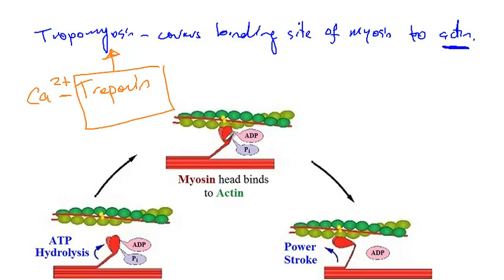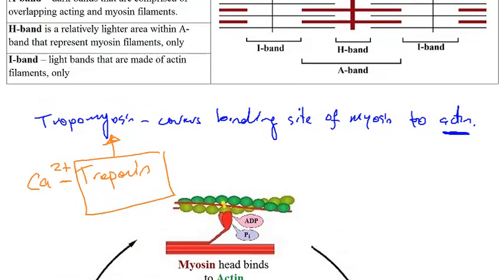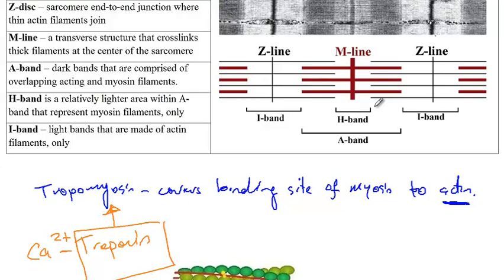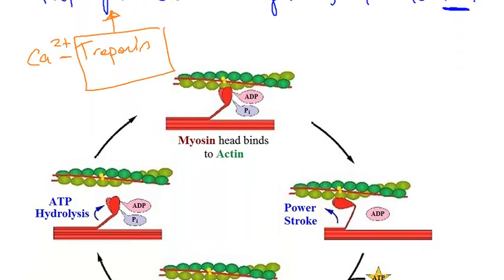After this binding, this head of myosin is charged with a lot of energy. It can undergo a phenomenon called power stroke, where it bends and it helps slide the actin filament. And so by this power stroke, it allows the actin filament to slide on top of myosin and cause contraction of the muscle.